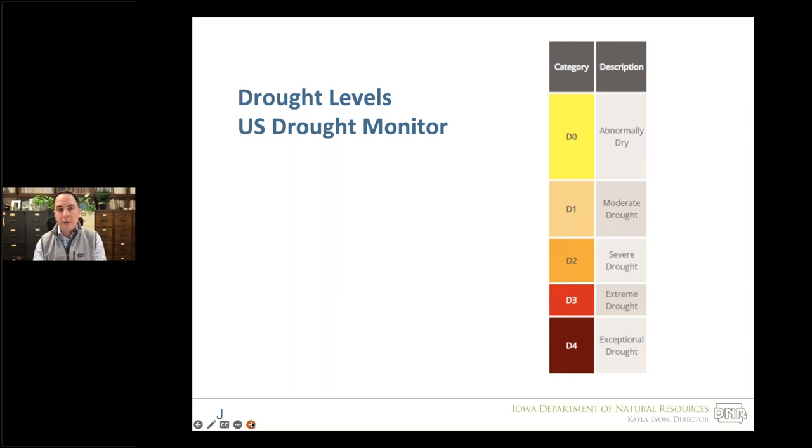Now, with the Iowa Drought Plan, we wanted to differentiate ourselves from the U.S. Drought Monitor depiction in terms of the levels of drought and also the categorization of drought conditions across the state. But we also wanted to include the U.S. Drought Monitor, given that state and federal programs are dictated by specific levels of drought and also how long a county has been in a specific classification of drought. Next slide, please.